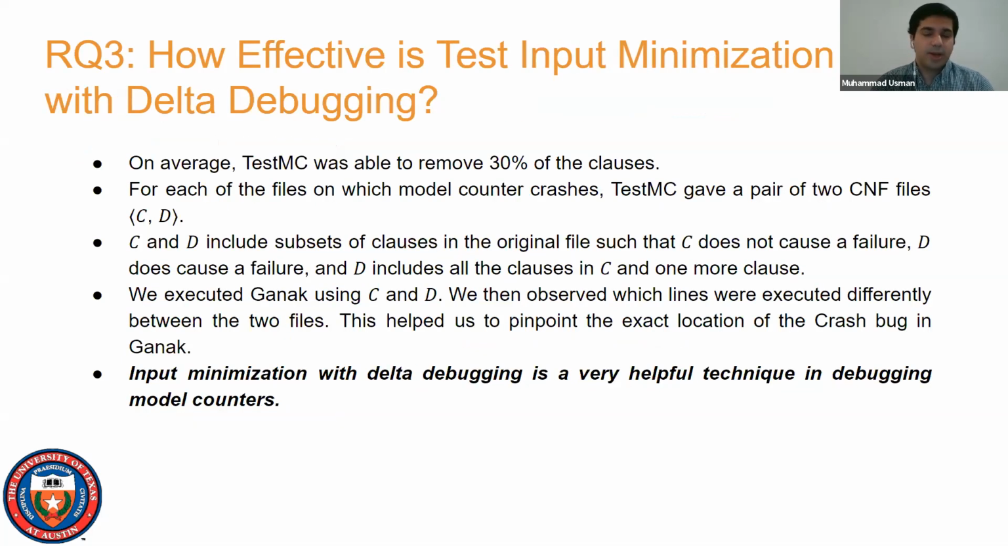Coming to input minimization with delta debugging, we take an input formula on which Ganak or a particular model counter crashes. We generate 2 formulas, C and D. C is basically a subset of the original formula, and D is similar to C, except that D contains 1 more additional clause on which the model counter crashes, but it doesn't crash on C. So we can compare the execution trace output of the model counters on C and D, and try to figure out how it is different because of just one clause, and why it crashes. It really helped us pinpoint the exact location of the crash bug in the Ganak tool.